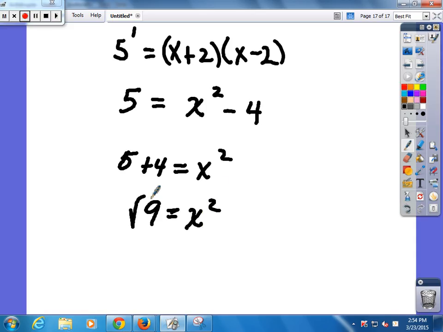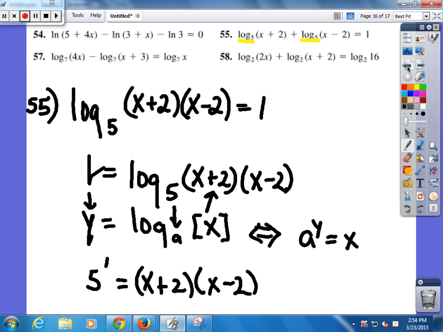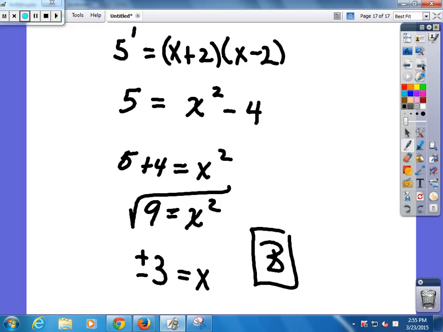So what is the final answer? X is equal to positive or negative 3. And in this case, 3 is our answer because you can't take the log of what? Of a negative number. So let's go back to the original. Negative 3 plus 2 is what? And negative 3 minus 2 is, so that would cause a problem. So your answer would be 3. Positive 3 is your answer.